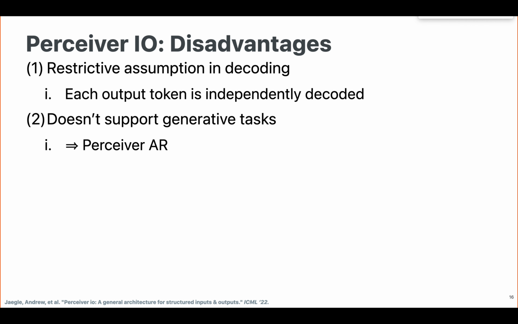Some disadvantages is that I think it still has a very restrictive assumption as to how the outputs are decoded, right? So in this case, we are feeding those queries to the cross-attention one after another. So we are not making any assumption about how the output is organized or whether there is any locality in the output. And also, it still doesn't provide the autoregressive capability.